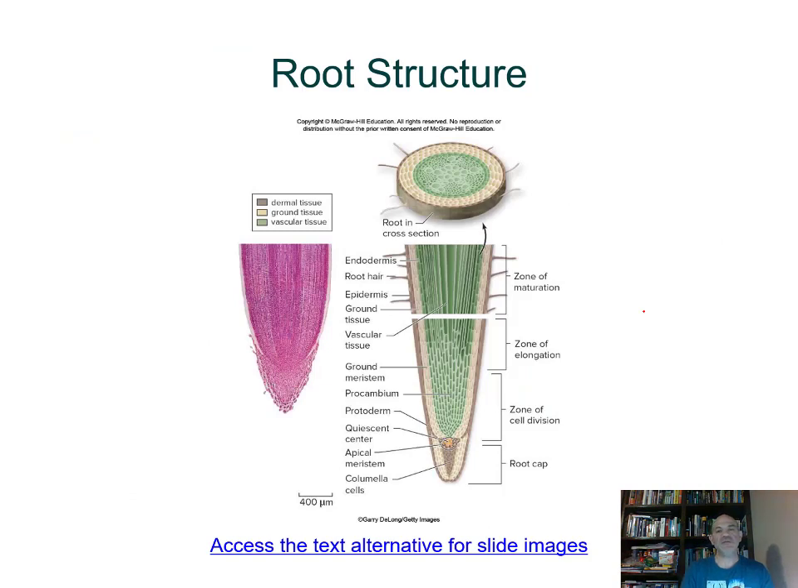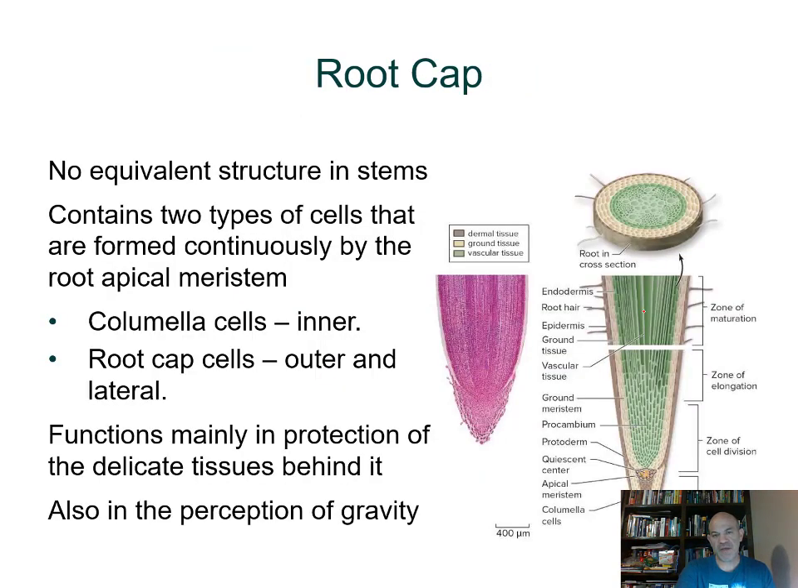So let's take a look here first at the root cap. And we don't have a similar structure in the shoots. Although the shoots are surrounded by leaf primordia, the root tip does require special protection because the root is trying to dig through or burrow through soil. So the sensitive meristem there needs that protection.